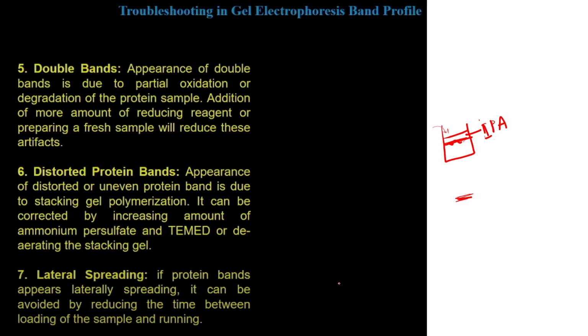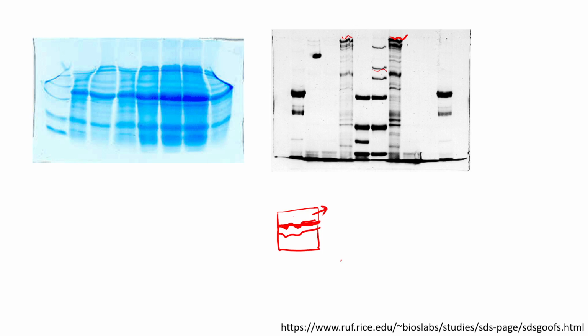Okay, and then there is lateral spreading. If the protein bands appear laterally spreading, it can be avoided by reducing the time between loading the sample and running. This is an example of lateral spreading. The gel should have run in a straight line, but you can see it has spread like that. So why is this happening? When you load the samples into the wells, you should not wait a long time to run it. You should immediately load the sample and then start your run.